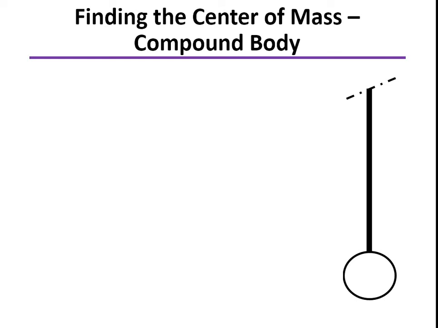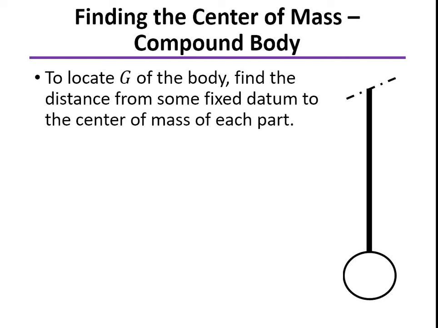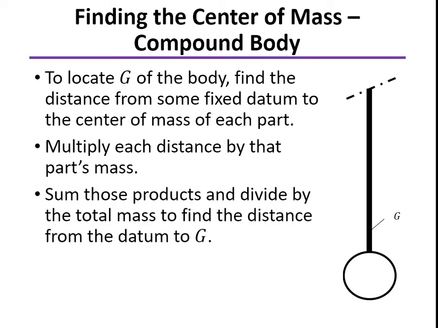For example, this pendulum here, which is made up of a thin rod and, we'll say, either a sphere or a cylinder at the bottom. To do that, you find the distance away from some fixed datum. In this case, the top of the rod, where the axis is shown, would make a good datum. So we look at the distance to the center of mass of each one of the parts. Then we multiply that distance by the individual part's mass, then sum those together and divide by the total mass. In other words, it's an equation here.